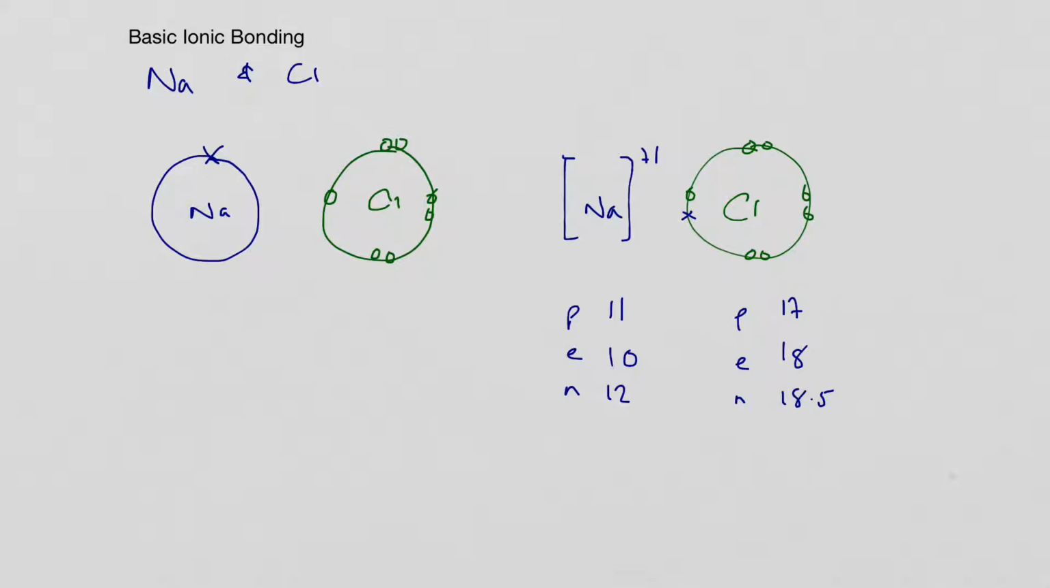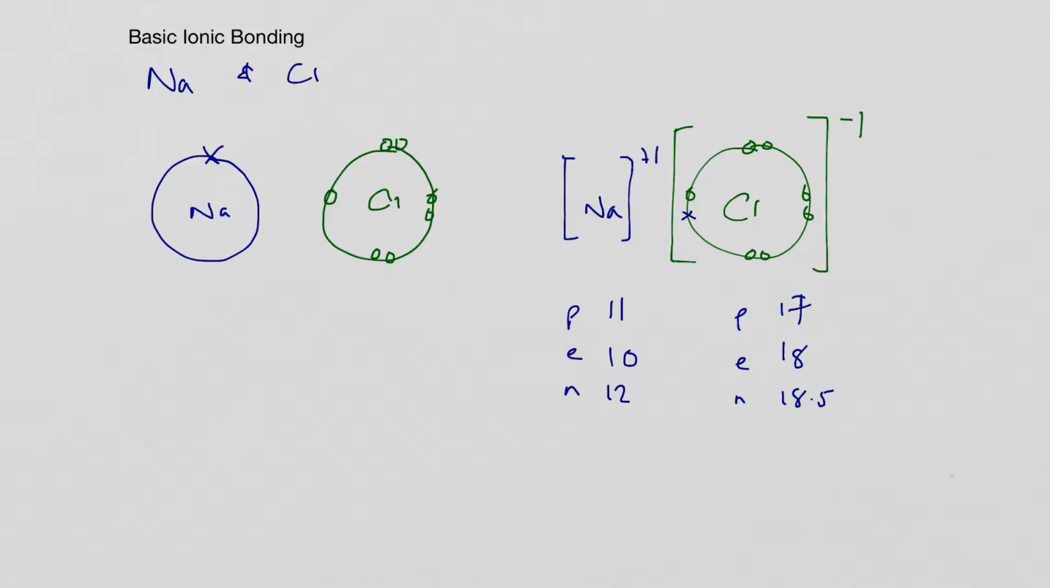Chlorine, on the other hand, started off with 17 protons and 17 electrons, an equal number. So it was neutral. What it's now done is it's gained an extra electron here. If it's gained an extra electron, it's gained a negative charge. So what's happened is our chlorine has gained a negative charge.